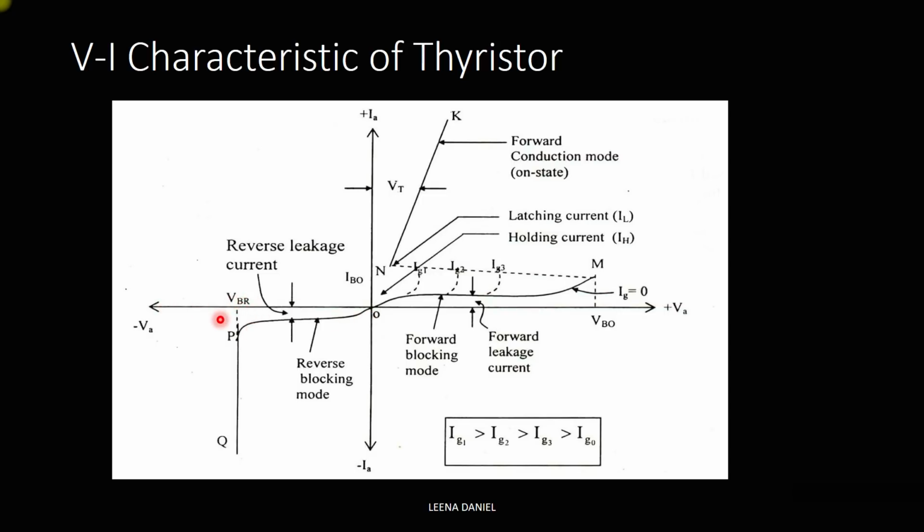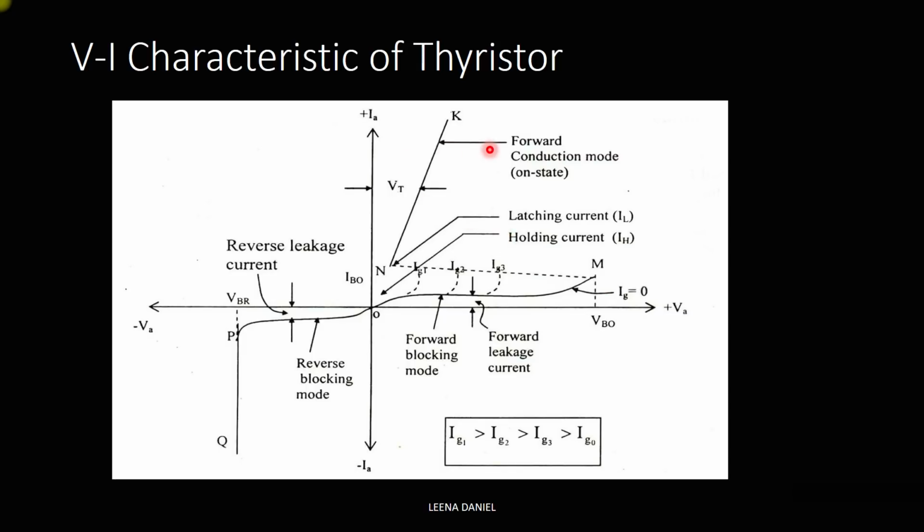But at this point, reverse avalanche takes place, which is called the reverse conduction mode, and in the PQ region, the reverse avalanche takes place and the current increases abruptly, which can damage the thyristor and burn out junctions. So we never operate the thyristor in reverse bias. Okay, so we can say the thyristor is a unidirectional device. It can operate only in the forward conduction mode or in forward bias.